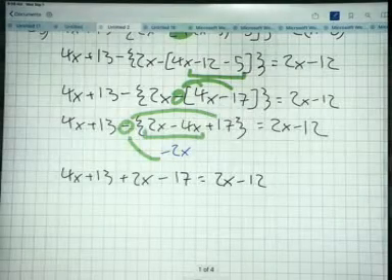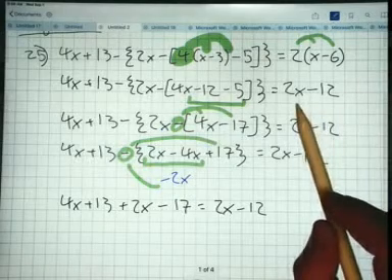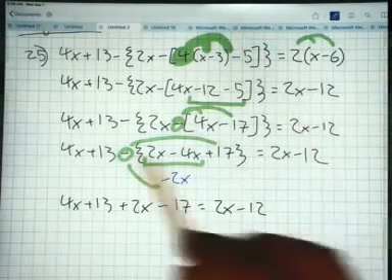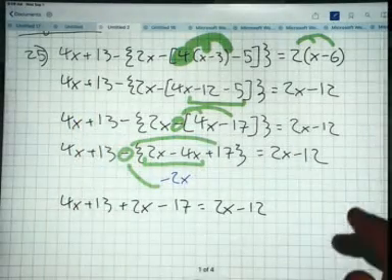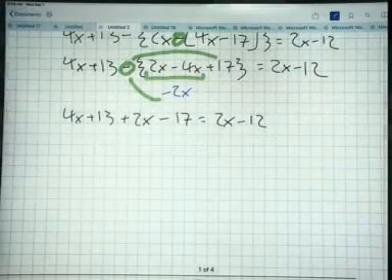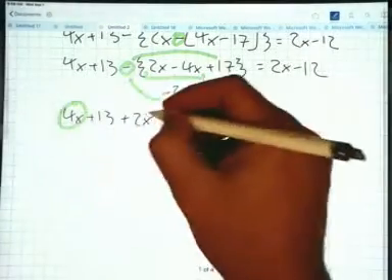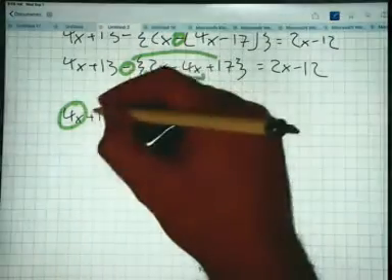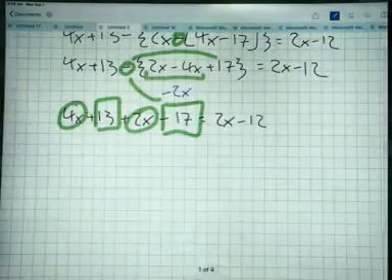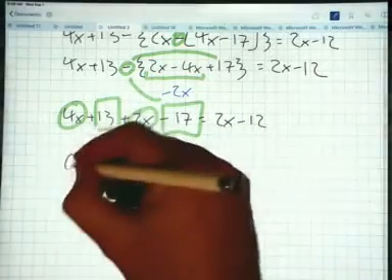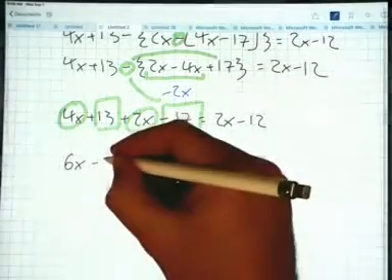Now, if you wanted to, you could have at some point moved this 2x over to the other side and combined it with the 4x, but I like to simplify the left and right hand side as much as possible before I do anything. So we got some like terms. The 4x and 2x can be combined together, and then the 13 and the negative 17 can be combined together. So 4x plus 2x is a 6x. 13 minus 17 is going to be a negative 4.